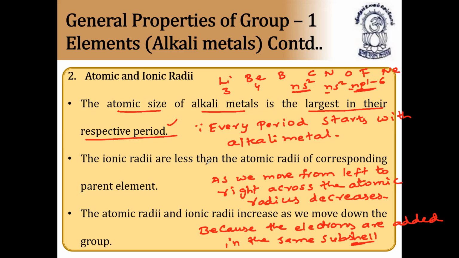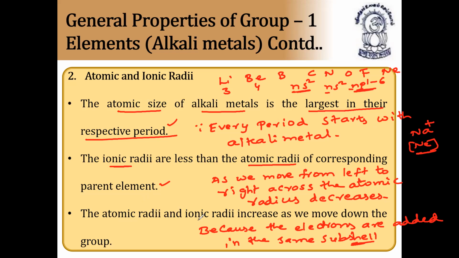Next, the ionic radii are less than the atomic radii of the corresponding parent element. Always, the ionic radius is less than the atomic radius. Ionic radius means the distance from the center of the nucleus to the outermost electron of an ion. For example, if the alkali metal sodium loses one electron, it becomes neon configuration, so automatically the size decreases. That's why the ionic radius is always less than the atomic radius of the corresponding parent element.